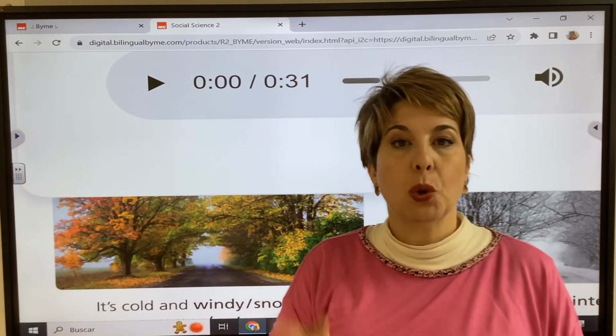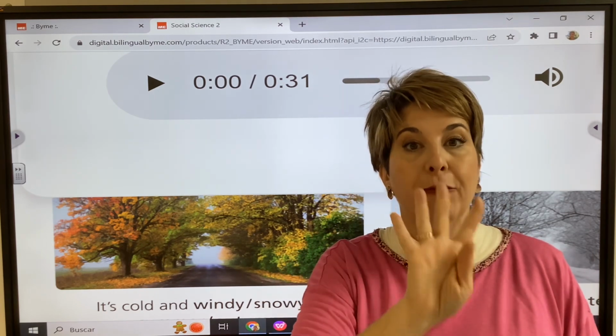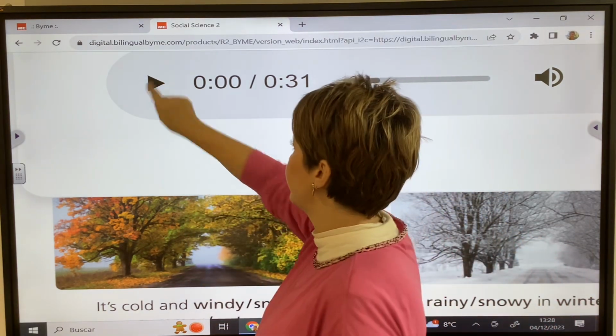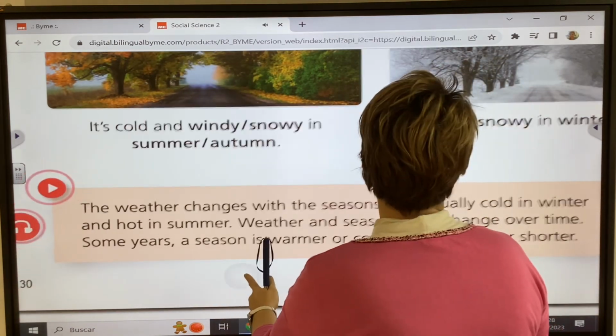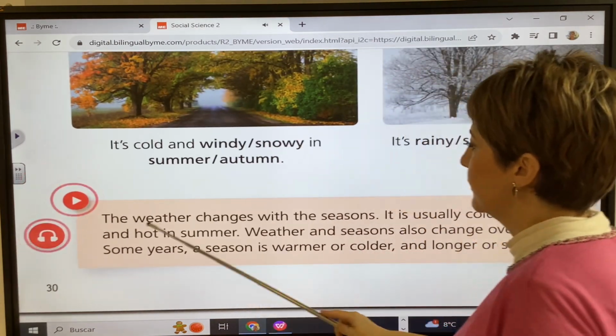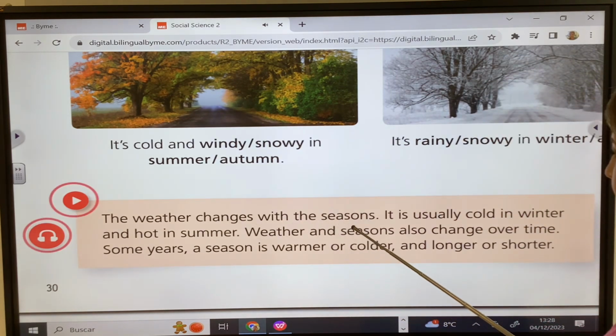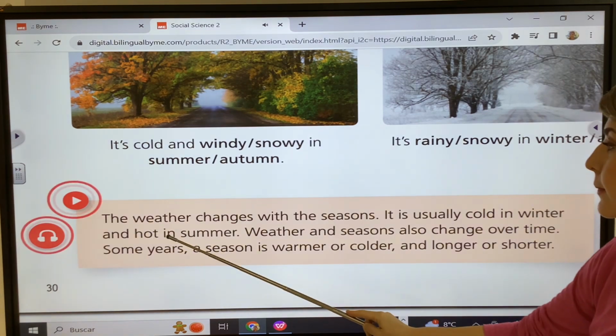Let's listen to the recording about the 4 seasons. Weather and seasons. The weather changes with the seasons. It is usually cold in winter and hot in summer.